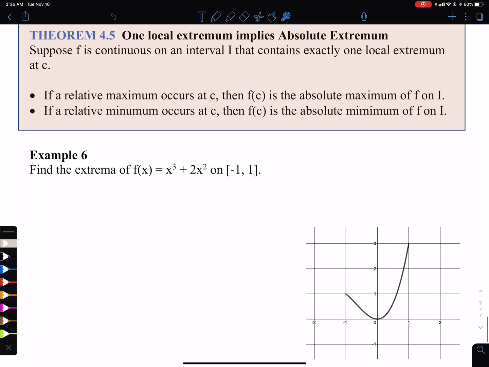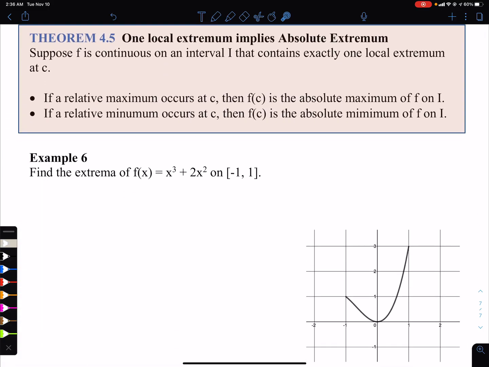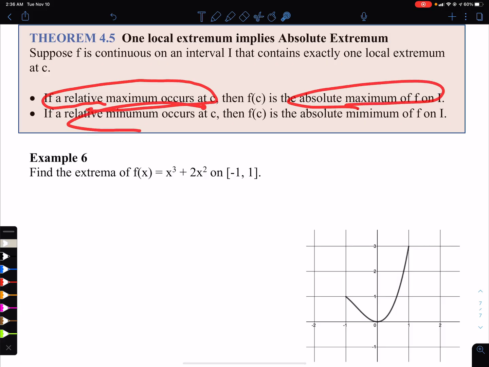And here's one last one to look at. This again is very logical. So don't memorize, just have it make sense. F is continuous and there's only one local max or min. Well, if there's only one relative max, it's actually an absolute max. And if there's one relative min, it's actually an absolute minimum.